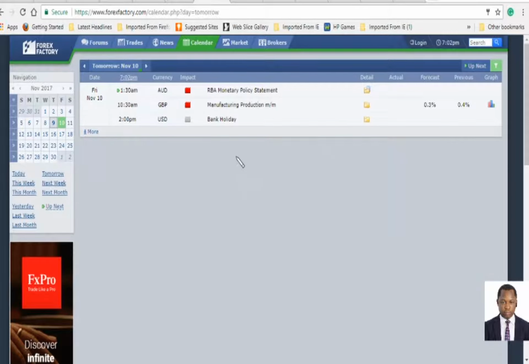Okay, we have the Reserve Bank of Australia monetary policy statement scheduled for tomorrow, and we also have manufacturing production scheduled for the sterling pound tomorrow. Okay, so two high impact news announcements there, two red news announcements right here.